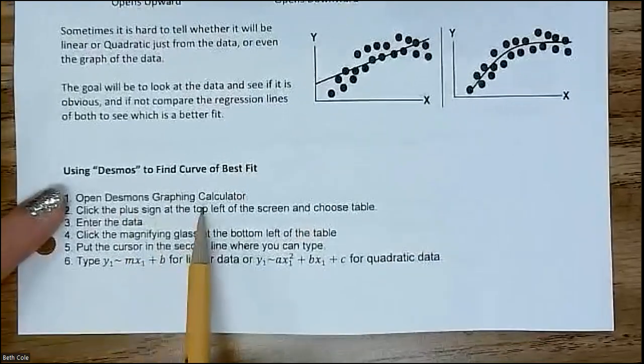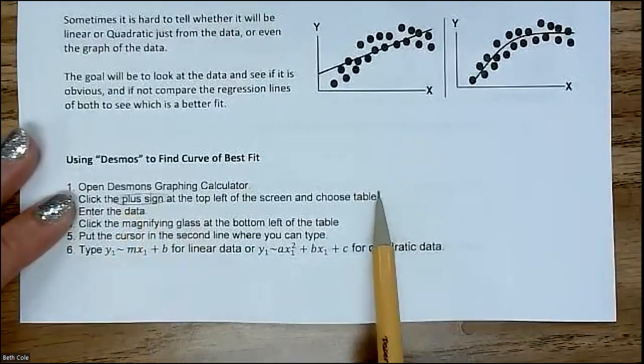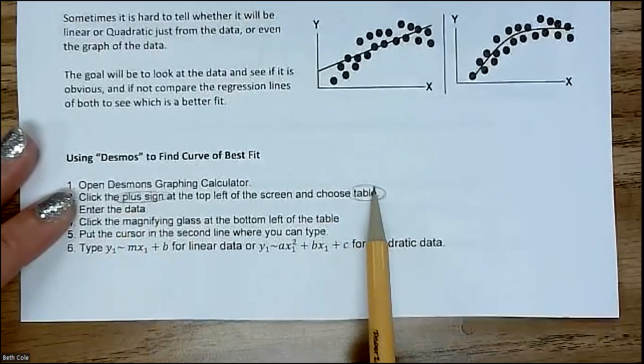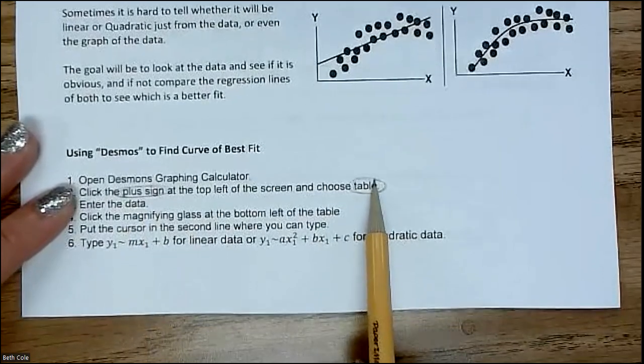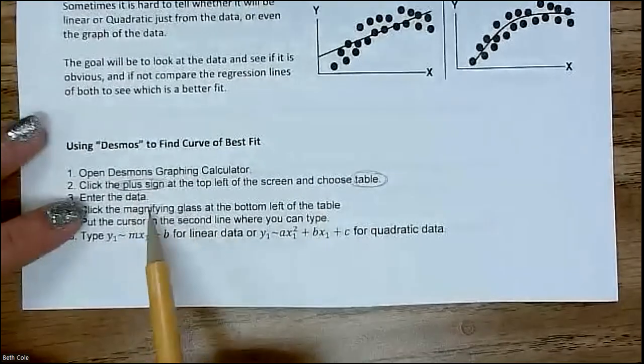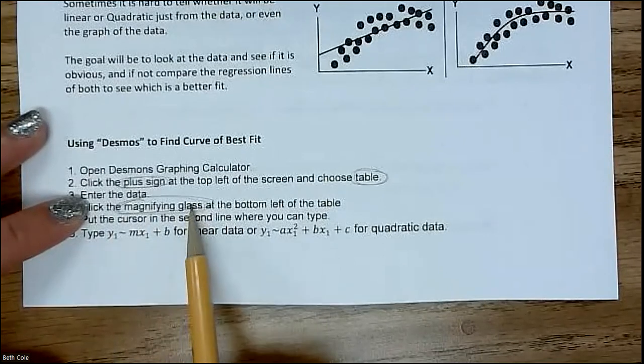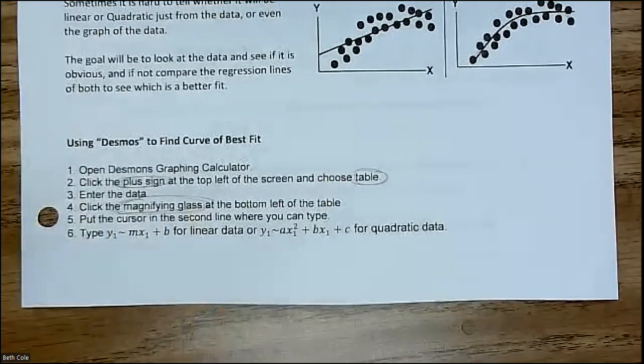So you're going to go to your Desmos graphing calculator, click the plus sign, and choose table. You're going to have to listen. Plus sign, choose table. Enter all the data. That's the annoying part. You have to type it all in. Magnifying glass. Do you remember that? Because we did that earlier this year. Magnifying glass will show you a good window for it.